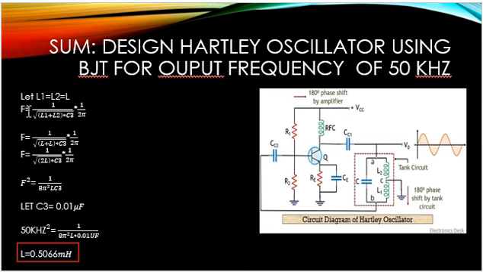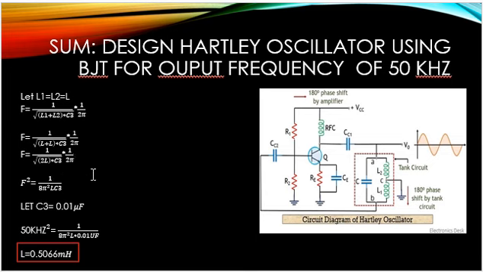As you know, the formula for frequency is equal to 1 upon 2 pi root of (L1 + L2) and C3. As you can see over here, this is the formula. But we need to assume that L1 and L2 are the same, equal to L. So we get L plus L, that is 2L, times C3, with 1 upon 2 pi.